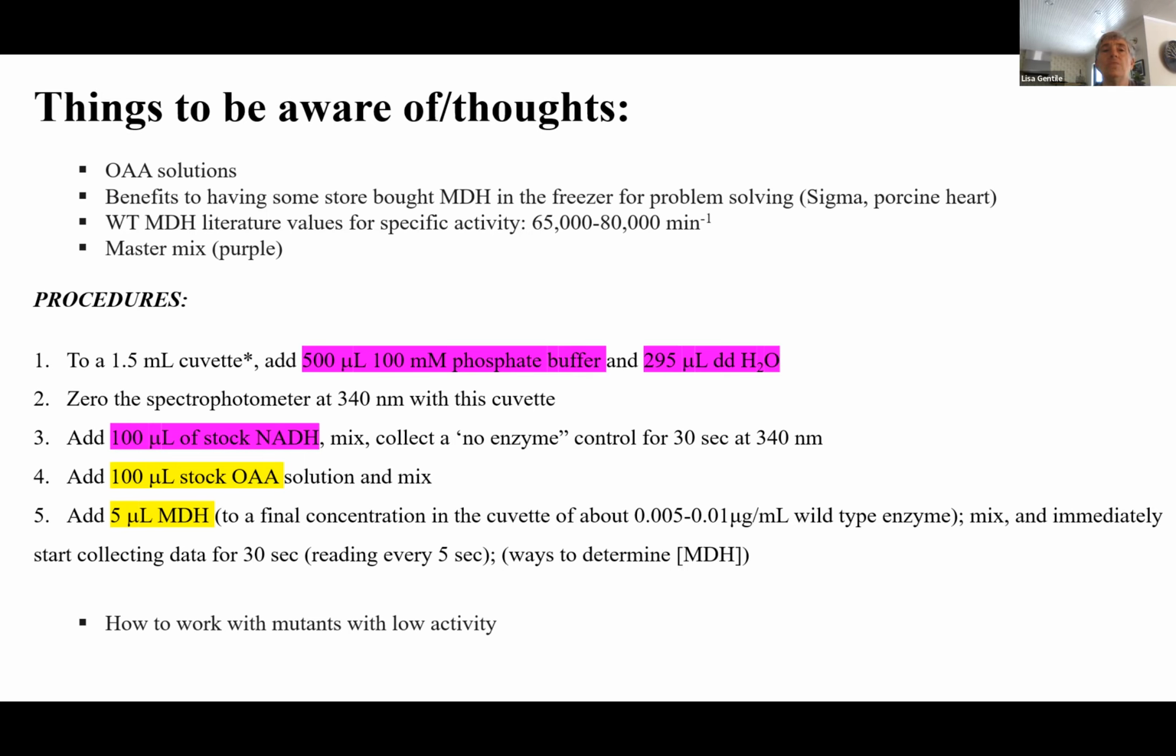Again, the wild type watermelon MDH specific activity value of 65,000 to 80,000 per minute can help you figure out if your students are in the right range or not.